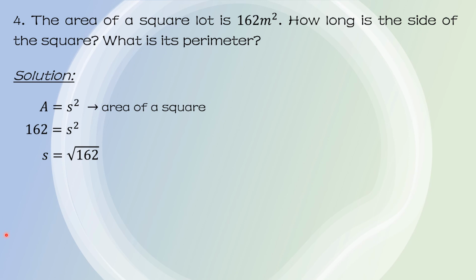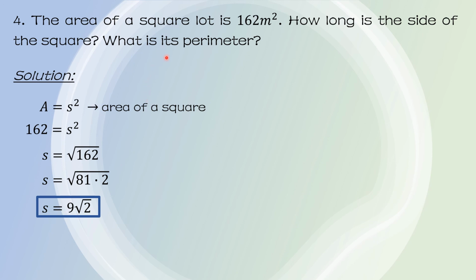Hindi sakto o walang eksaktong square root ang 162, so ano nga ba yung dalawang factors na kailangan? Yung isa ay perfect square root, so that is 81 times 2. And then, hanapin lang natin yung square root ng 81, ilalagay natin sa labas ng radical sign and then matitira sa loob ng radical sign ng 2 since hindi siya perfect square. So, the value of the side or S is 9 square root of 2.